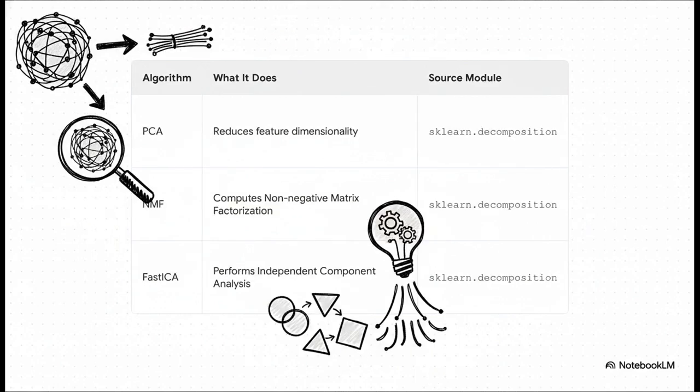So what if your data is just too big? I mean, too many columns, too much noise. That's where decomposition comes in. You can think of these tools like a data compressor. They are brilliant at boiling down thousands of features into just the most important, most essential patterns. It's perfect for simplifying your problem and finding that signal hidden in all the noise.